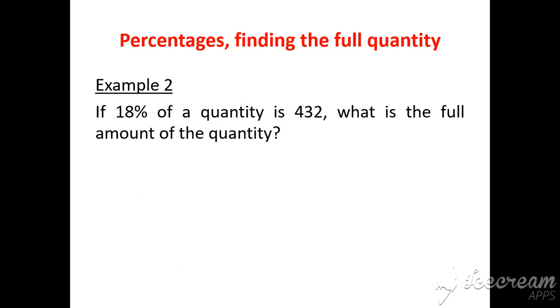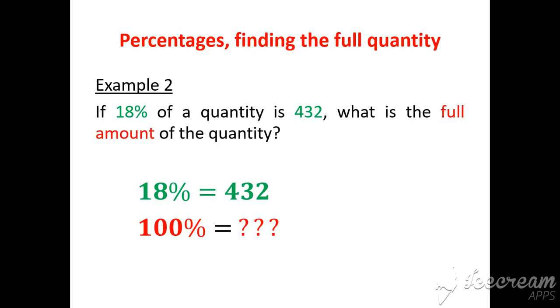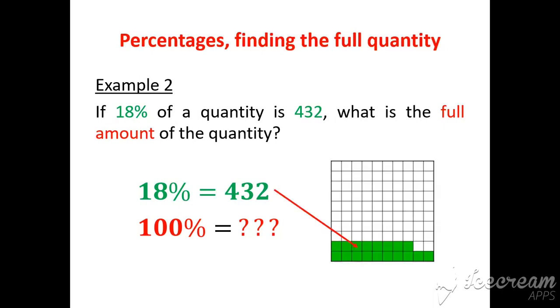All right, example 2. If 18% of a quantity is 432, what's the full amount of the quantity? Well, exactly the same procedure. 18% is equal to 432. So we're trying to find out what 100% of the quantity is, the full amount. So again, here's a diagram with 100%, 100 squares. I've colored in 18 of them to represent 18%, and this 18% is equal to 432. We're trying to find out what the whole square is worth.